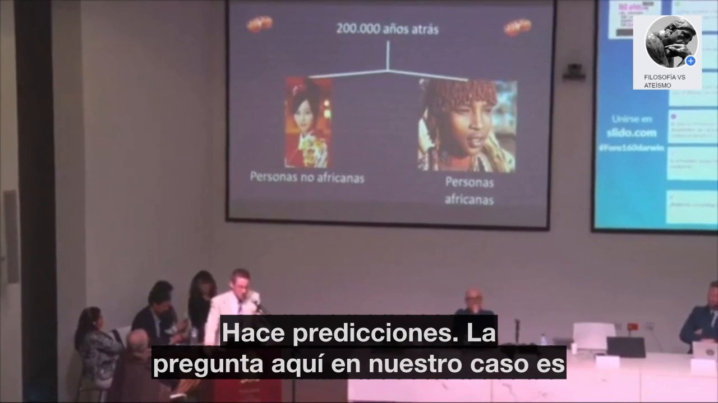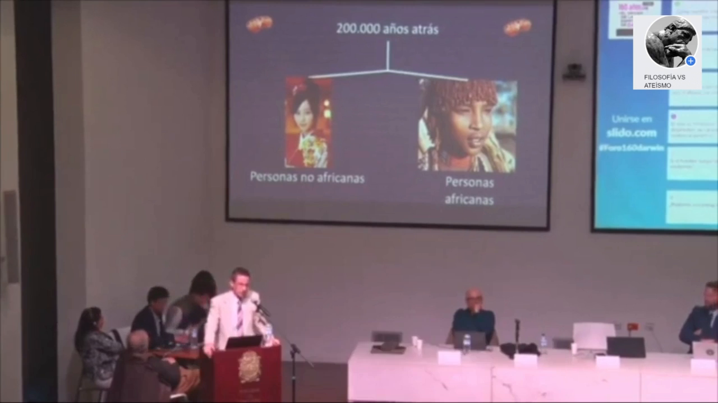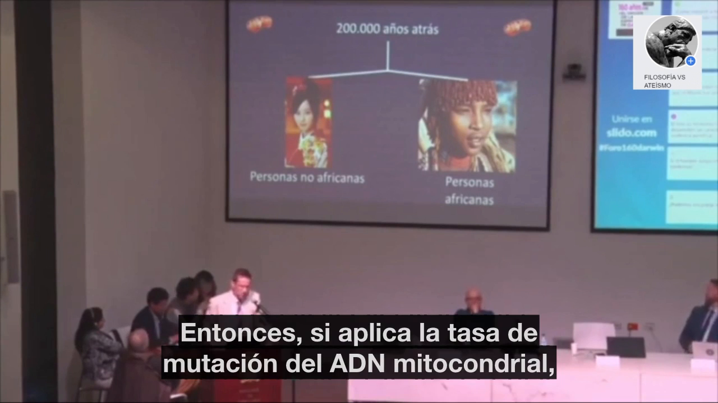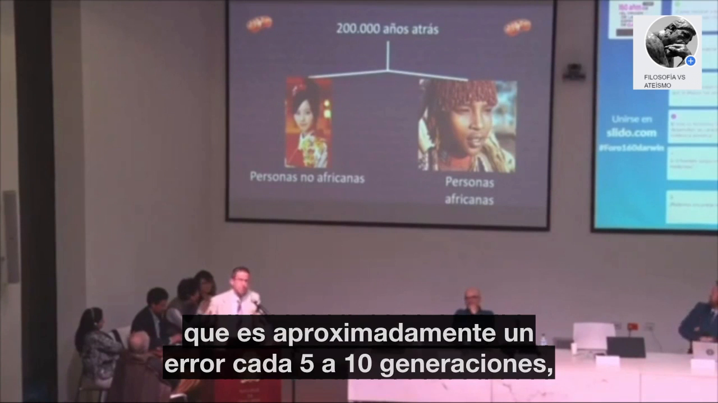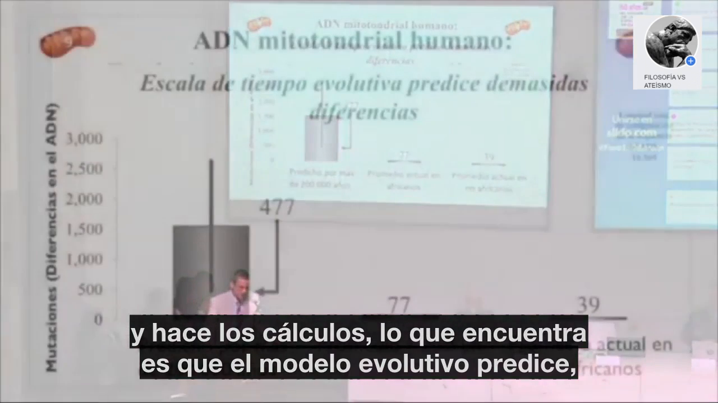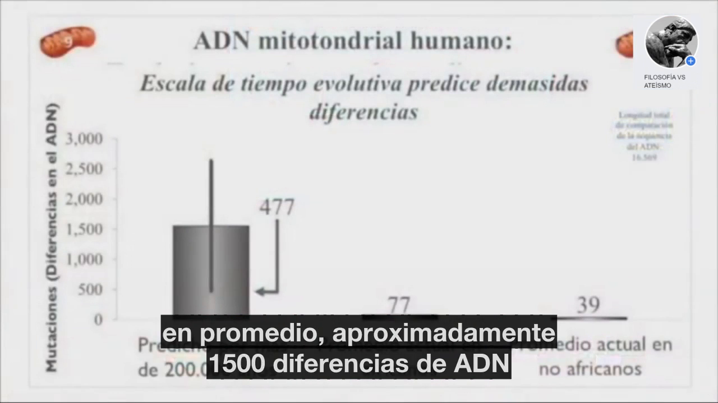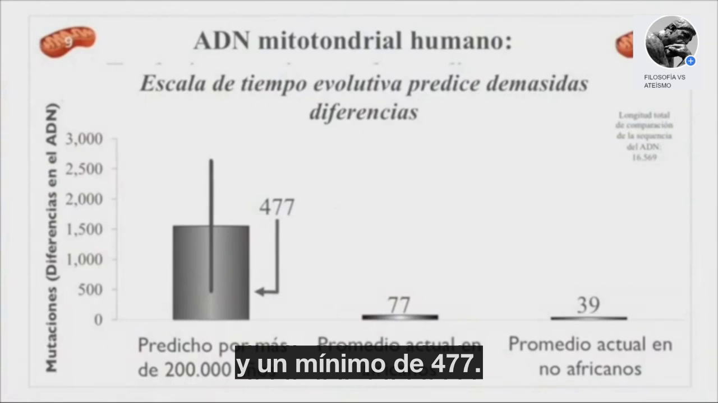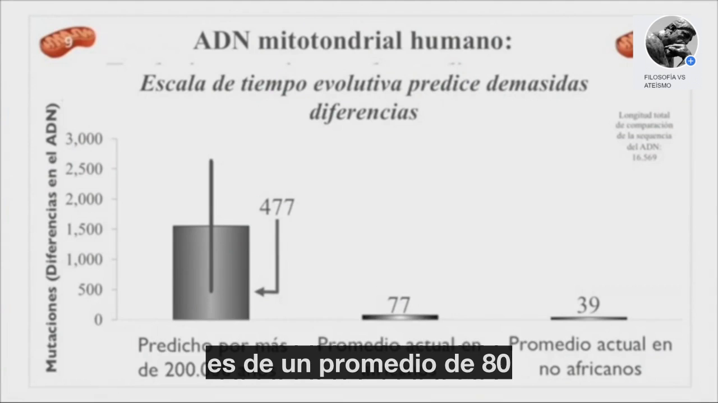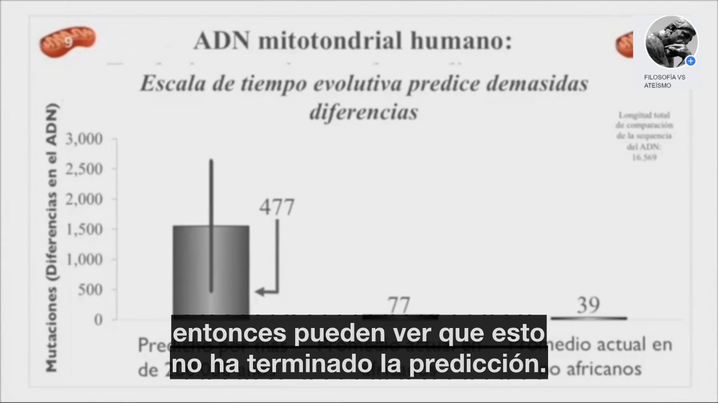It makes predictions. The question here in our case is, how long ago did humans originate? So if you apply the mitochondrial DNA mutation rate, which is about one mistake every 5 to 10 generations, and you do the math, what you find is the evolutionary model predicts, on average, about 1,500 DNA differences, a minimum of 477, and the number of DNA differences we see in Africans is about an average of 80. And in non-Africans about 40, so you can see this is an over-prediction.